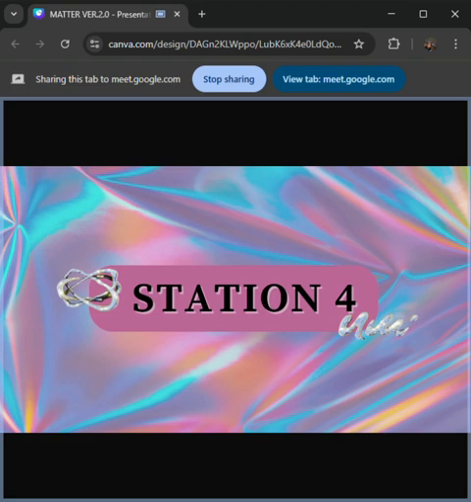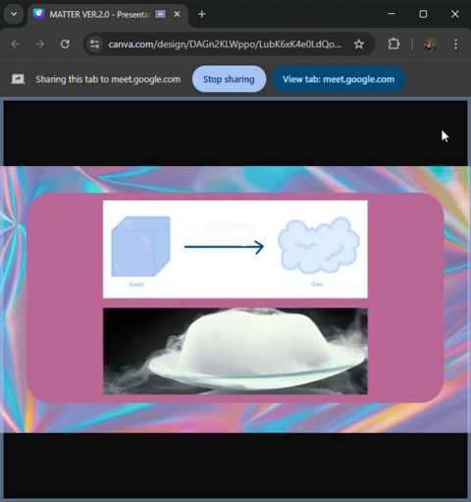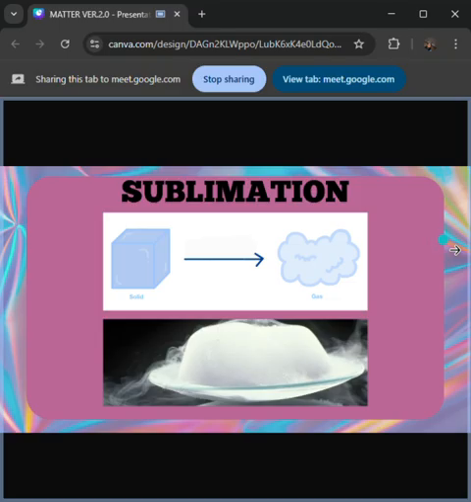Okay, so on to our fourth station. And let's see, what about this? Anyone who has an idea? Yes, Philip. That's a process called sublimation, ma'am. Sublimation. Let's find out. Next slide. Okay, so yes, that's exactly sublimation. Thank you. And what about this next one?